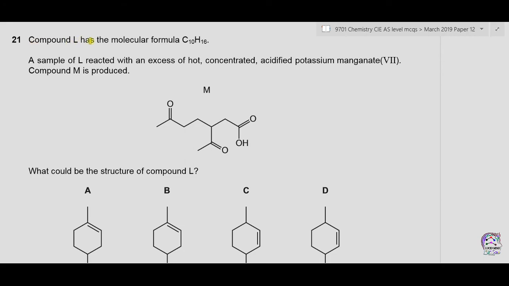Question 21. Compound L has the molecular formula C10H16. A sample of L reacts with an excess of hot, concentrated, acidified potassium manganate. Compound M is produced. What could be the structure of compound L? In the structure of M, we can see that this part is a ketone, as this carbon has 2 carbon atoms attached directly. This carbonyl carbon is also from a ketone, while this third is a carboxylic acid functional group.